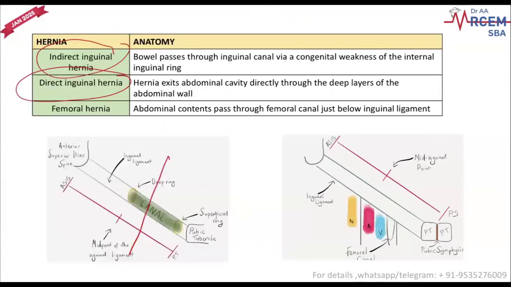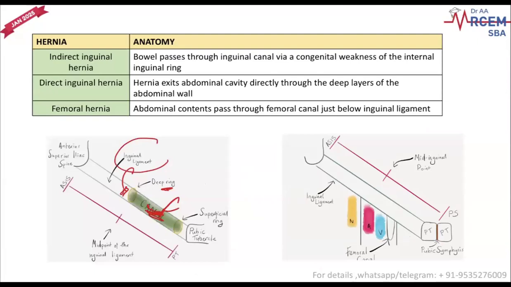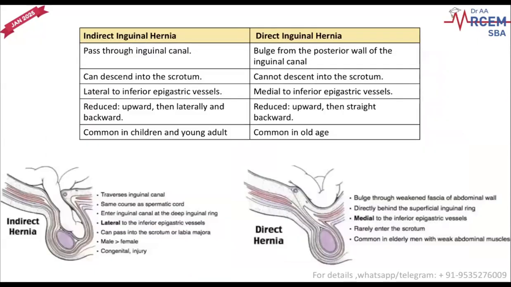Mainly because, remember this, indirect comes from the deep ring. Direct comes from the posterior wall here. So more medially is the direct one. More laterally is the indirect inguinal hernia. How to reduce it? Remember the pathway you're having. So you need to go up, then you need to go laterally, then you need to go backwards. That's how you reduce it. So upwards, laterally, and backwards.